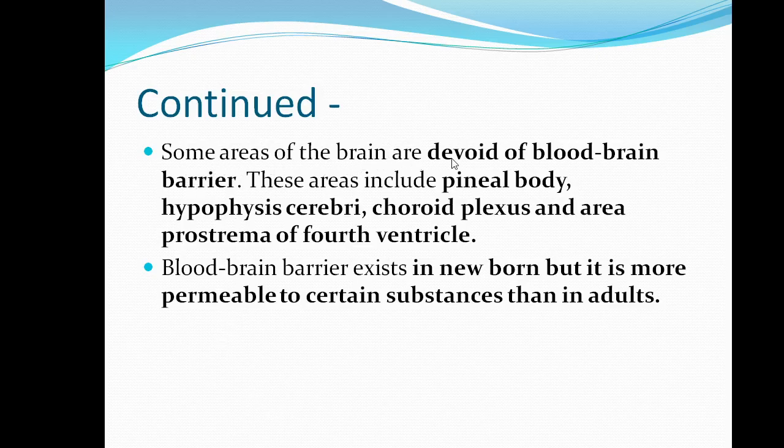Some areas of the brain are devoid of the blood-brain barrier. These areas include the pineal body, the hypophysis cerebri, the choroid plexus, and the area postrema of the fourth ventricle. So in these areas, the blood-brain barrier is absent. The blood-brain barrier exists in the newborn, but it is more permeable to certain substances than in adults.